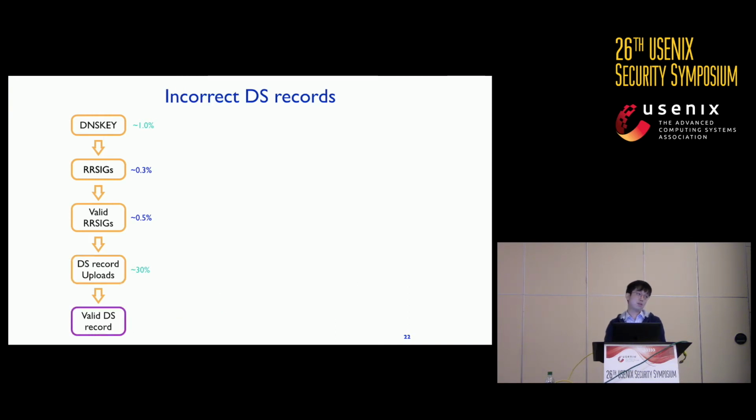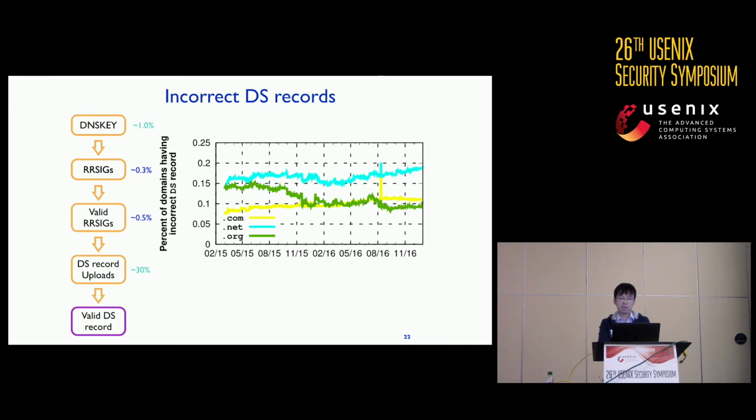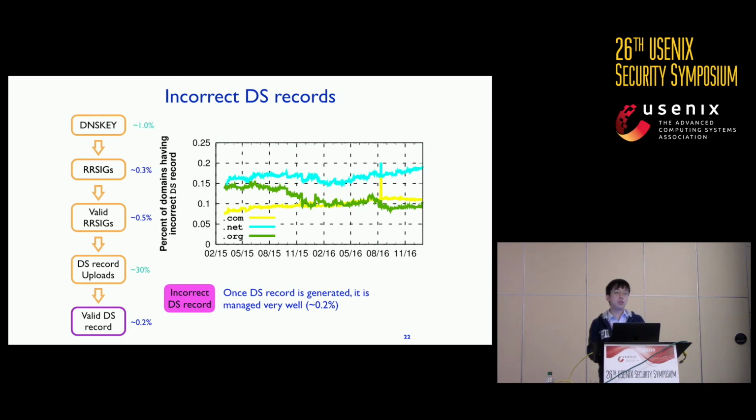Then how about correctness? The y-axis shows the percentage of domains that have a DS record that does not match the DNSKEY. It's similar: once the DS record is generated, it is managed very well, with only 0.2% of DS records not matching their DNSKEY.